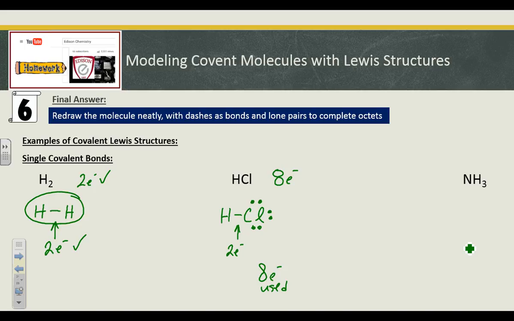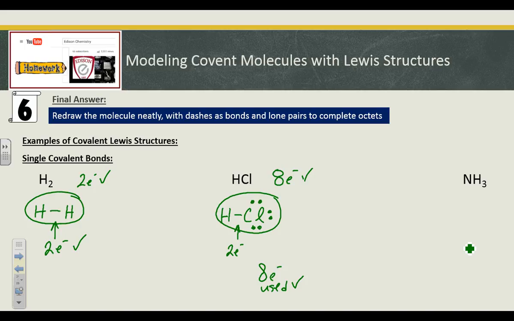So I am all set. My final answer is H, single line, Cl, and Cl has extra lone pairs of electrons on it. I used all the electrons I was allowed to play with. Octet is good, and duet is also good.